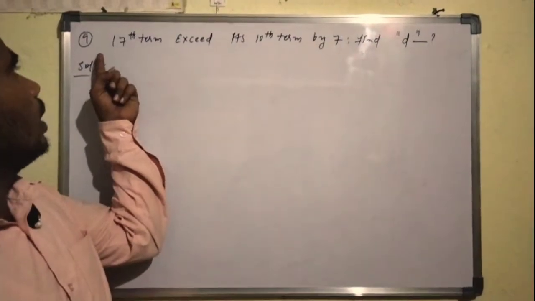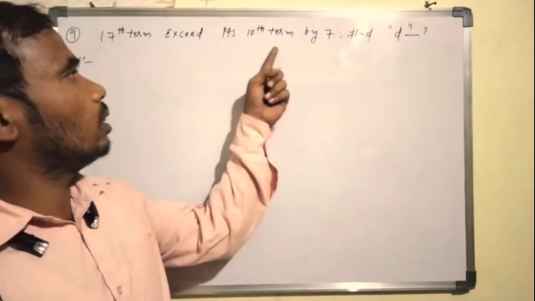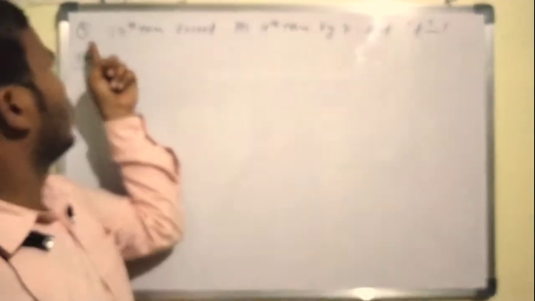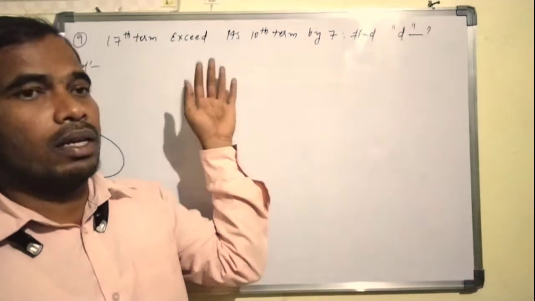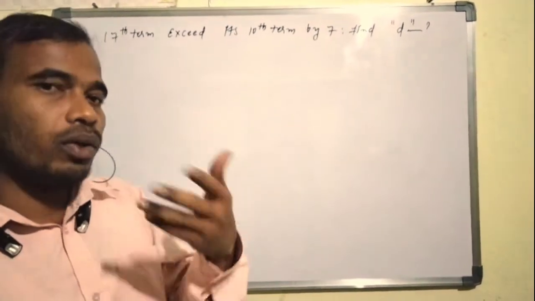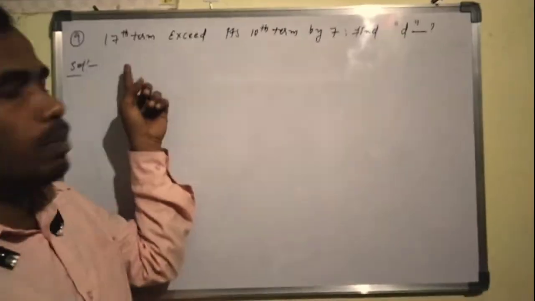Its 17th term exceeds its 10th term by 7. Find the d value. So 9th question now I will explain. The 8th question is the same as the 7th question, you can do it. Now I am explaining the 9th question.